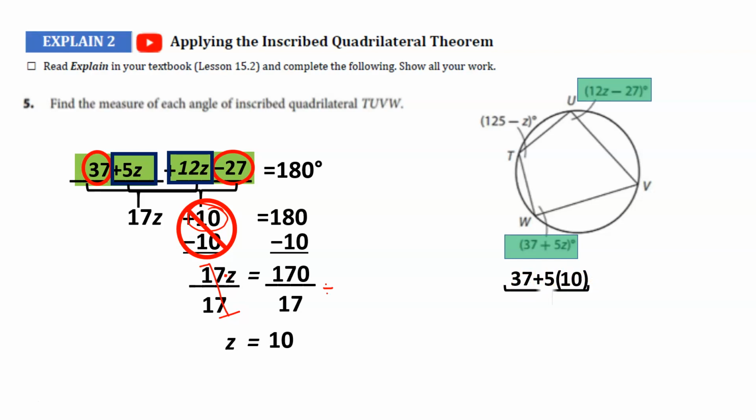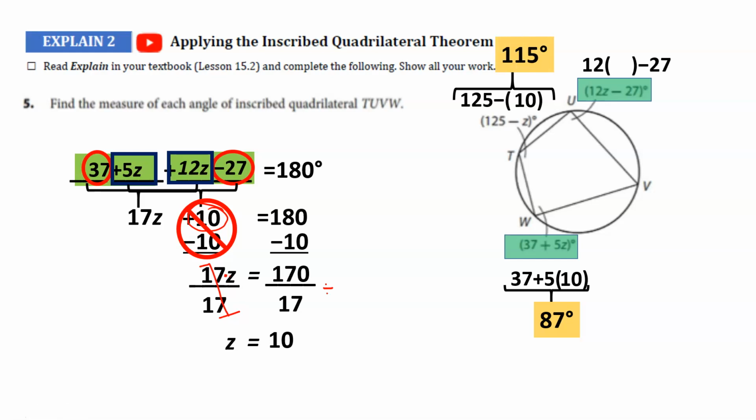And that would be 87. Let's go ahead and do the same thing for angle T. Let's plug in 10 in there. Go ahead and take a moment. Calculate what's 125 take away 10. 115. And last but not least, 12 times 10 minus 27. What would that be? 93 degrees.